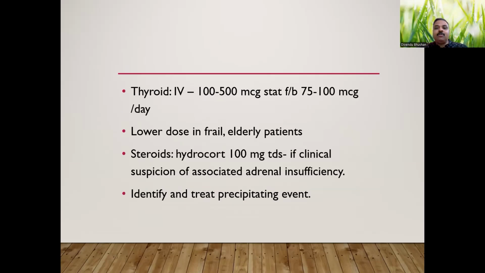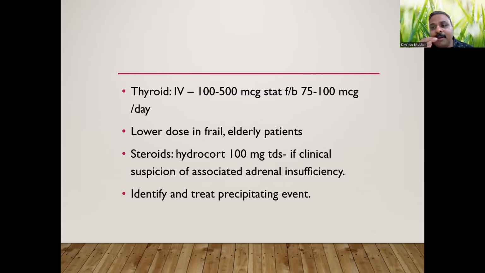So classically in Myxedema Coma, when the body is too deficient, we have to give IV thyroxine, but it is mostly not available in our country. The IV dose is 100 to 500 microgram stat followed by 75 to 100 microgram per day. But as the IV preparation is not available in our country, we used to give 200 to 300 microgram orally stat followed by at least 100 or 150 daily.